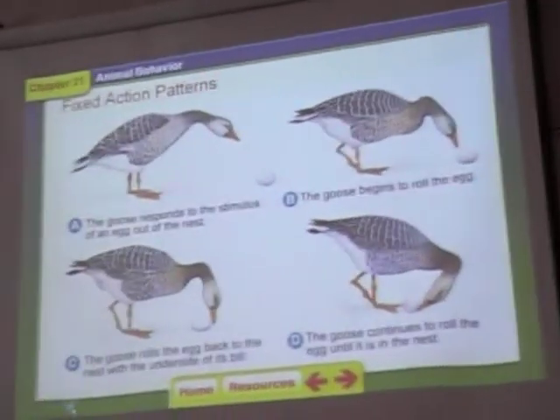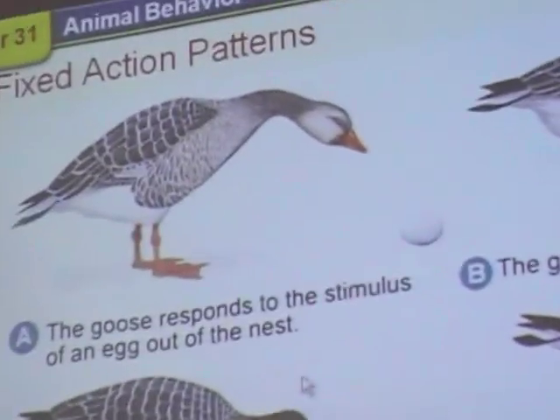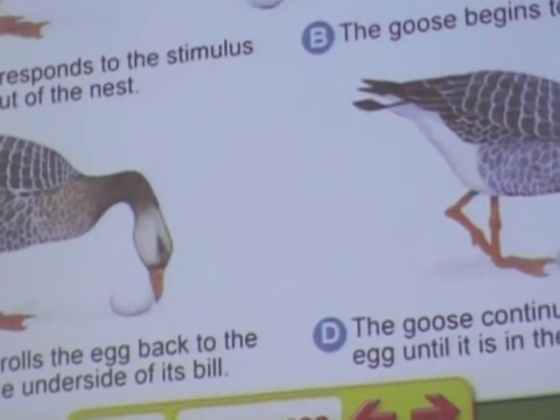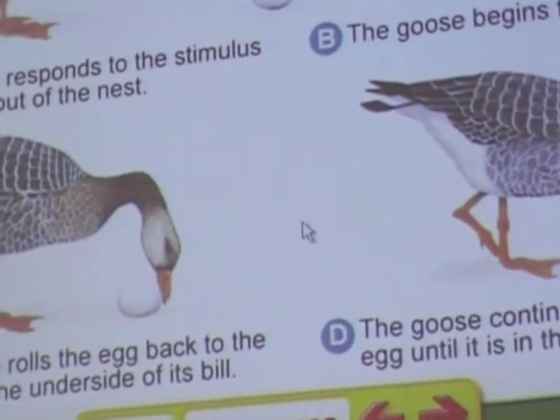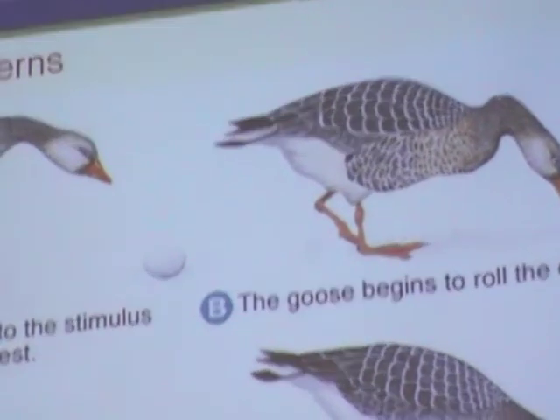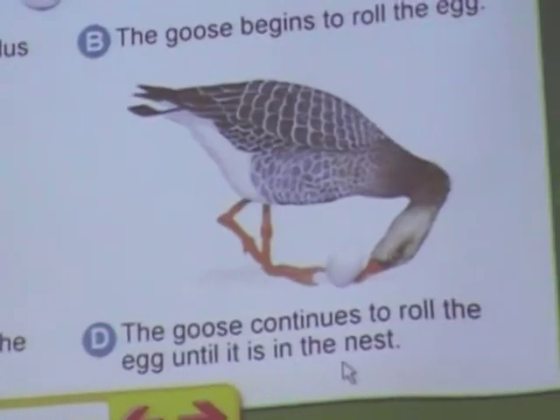Animals are also born with what are called fixed action patterns. This is the fixed action pattern of a goose. The goose will respond to the stimulus of the egg rolling out of the nest. If an egg rolls out of the nest, the goose goes through a behavior pattern. It will automatically go to the egg and roll it with its bill back into the nest. They show that here. B, the goose begins to roll the egg. The goose rolls the egg back to the nest with the underside of its bill. The goose continues to roll the egg until it is in the nest.